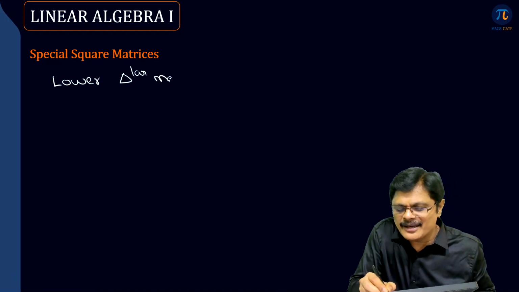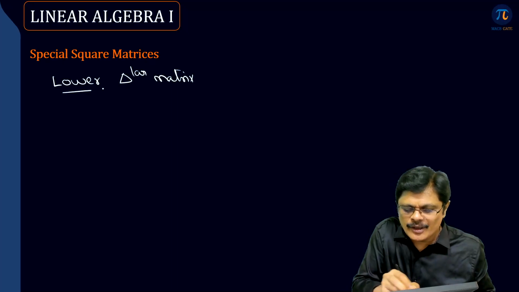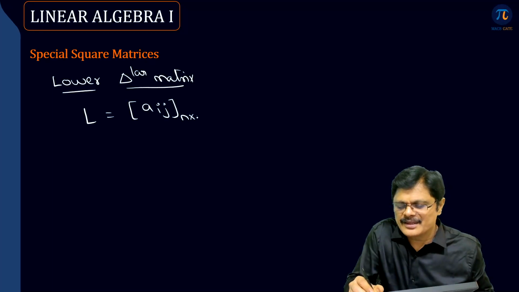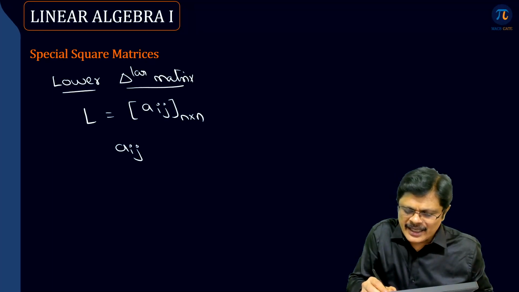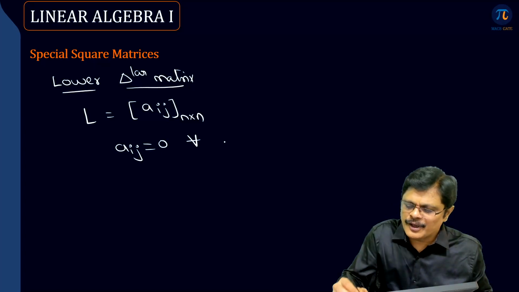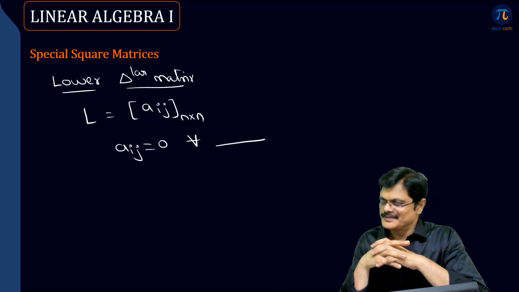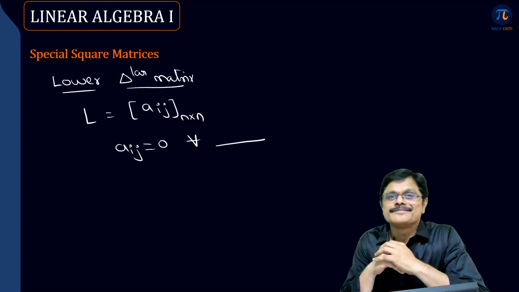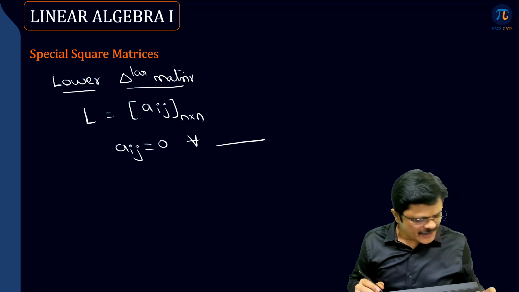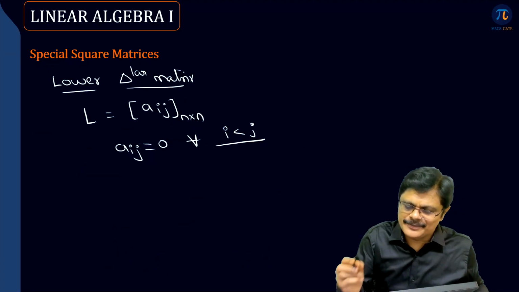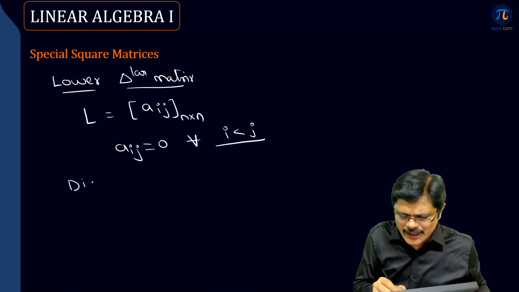What is a lower triangular matrix, sir? It is also a square matrix with the condition Aij is equal to 0 for all... Can you tell me what is the answer for this? Just now we did, na? For upper triangle, it is i greater than j; for lower triangle, it should be i less than j. We also have the diagonal matrix.